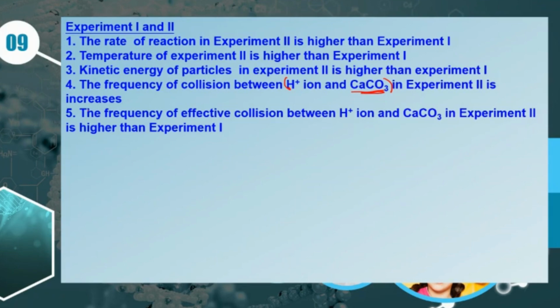So you can see 0.4 and 0.5 only differ in effective collisions. And this one has no effective collisions. Now experiment 2 and 3 is a factor of concentration, right?